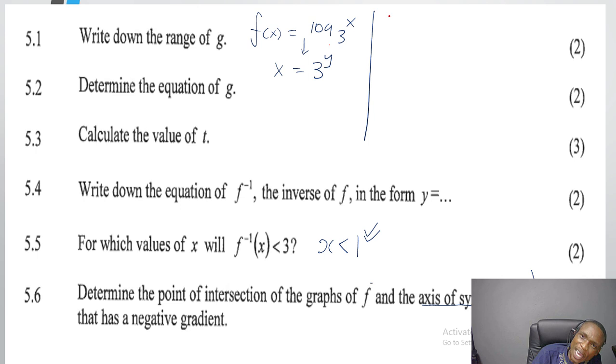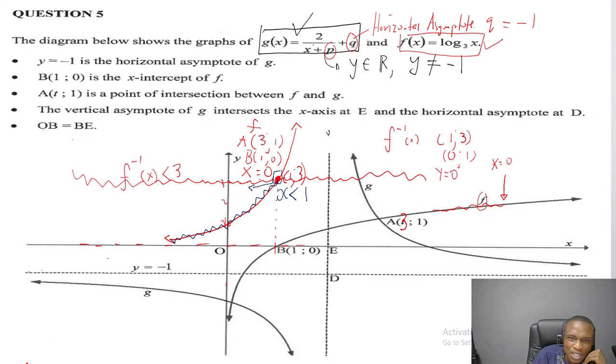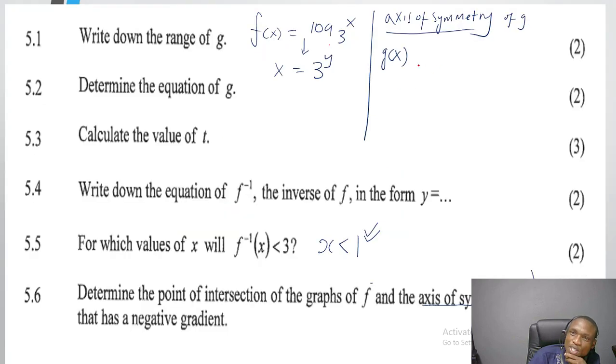It means we still have to find the axis of symmetry first. We have to find the axis of symmetry of G. What is the function G? The function G, if I still remember, is, what was the equation of G? It was 2 over x minus 2 minus 1. Let me make sure. Yes. So g of x equals 2 over x minus 2 minus 1. So we have to find the axis of symmetry of this G.